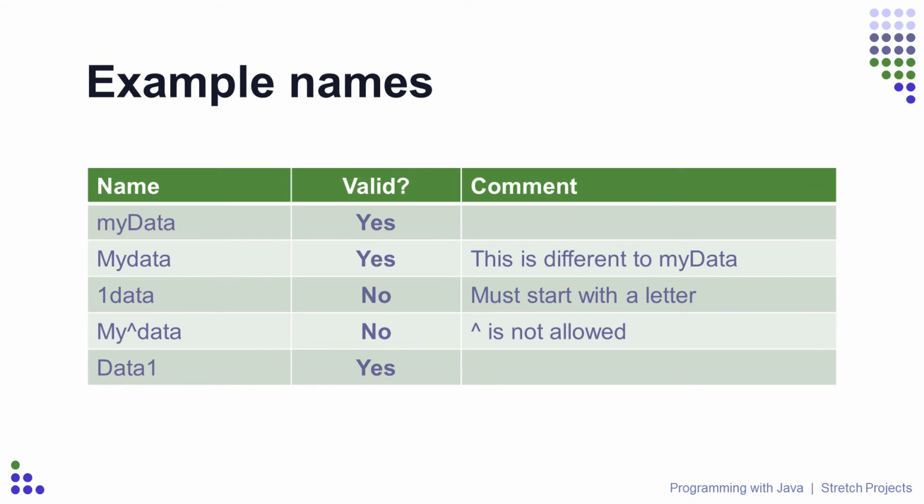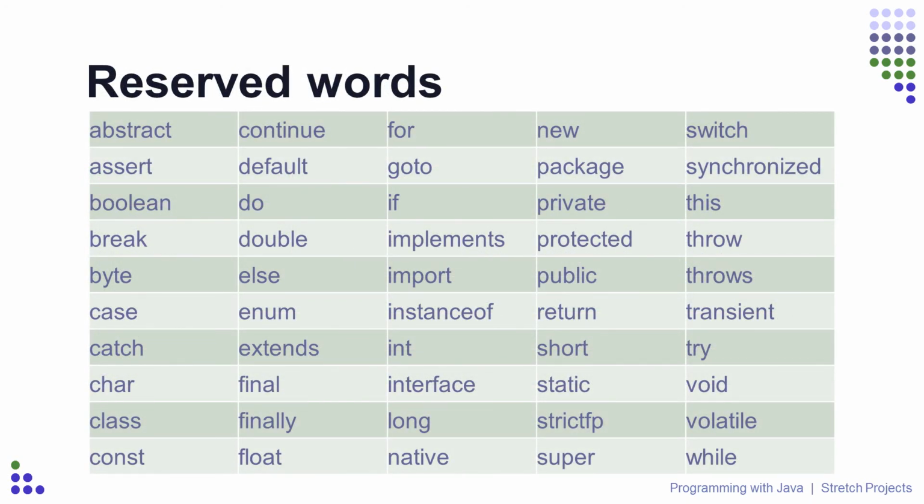There are also some names which are reserved by Java in order for the language to operate properly, and that means that you cannot use any of these names when you're creating functions or variables or anything else. There are a few more words than this that you cannot use, but these are the main ones that you are likely to come across.